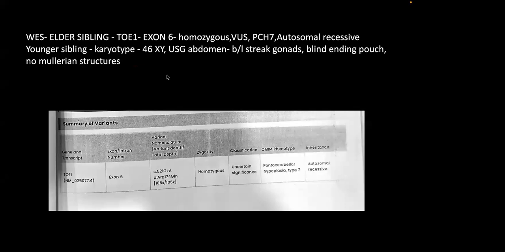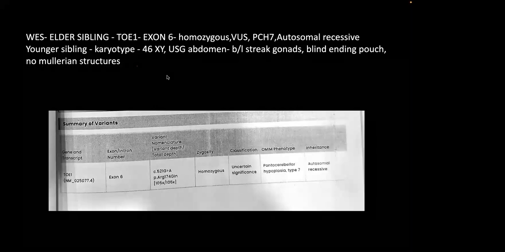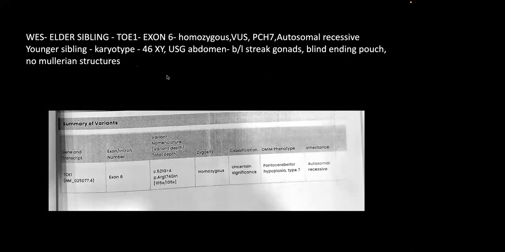For the elder sibling, genetics was done. That was a TOE1 exon 6 homozygous mutation, PCH7, that is pontocerebellar hypoplasia type 7, autosomal recessive type. Because of the ambiguous genitalia, karyotyping was done for the elder sibling, showing 46,XY DSD. Ultrasound abdomen showed bilateral pelvic gonads with absent Mullerian structures and a blind-ending pouch. Endocrinology workup for the elder sibling was normal till now. The younger sibling had low anti-Mullerian hormone, low testosterone, and low hydroxytestosterone.